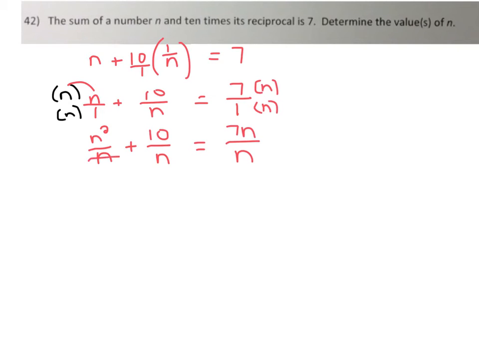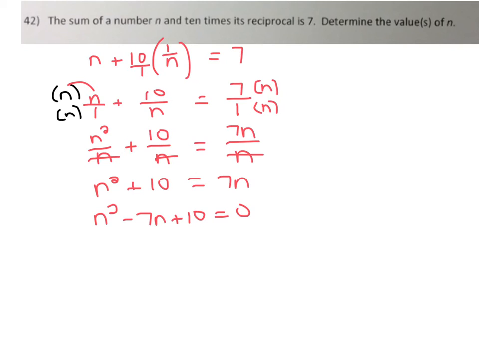And now that I have a common denominator, you can cross them off. And I'm left with n squared plus 10 equals 7n. All right, since our n squared is positive on the left-hand side, let's move the 7n this way. And when we move a 7n to the other side of the equation, it's going to become a negative 7n. So that's going to leave us with n squared minus 7n plus 10 equals 0. Okay, be sure to write it in standard form like this, where you have your n squared term first, then your n to the first, and then your constant at the end. That way it's easier for factoring.